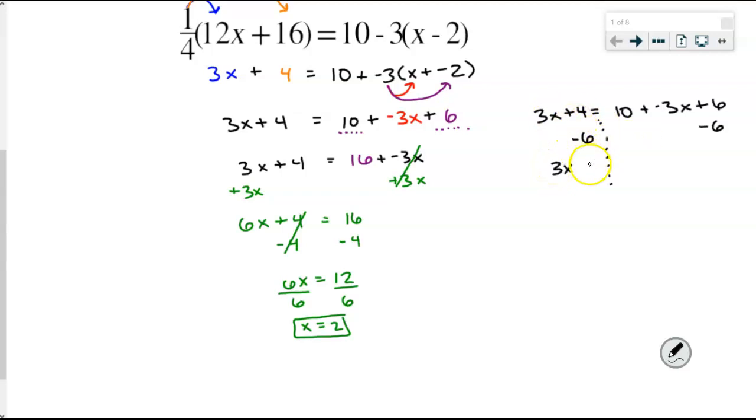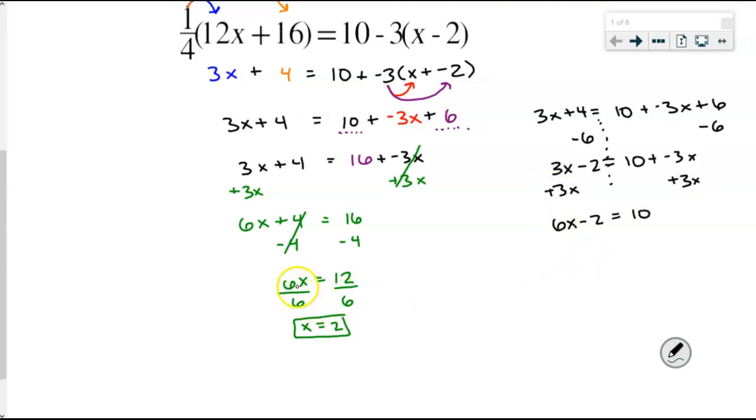4 plus a negative 6, or 4 minus 6, is going to be negative 2. And that's equal to and balanced with 10 plus a negative 3x. At this point, we're still going to be left in kind of the same situation where I would add 3x to each side. Still going to leave me with 6x minus 2 this time, which is equal to 10.